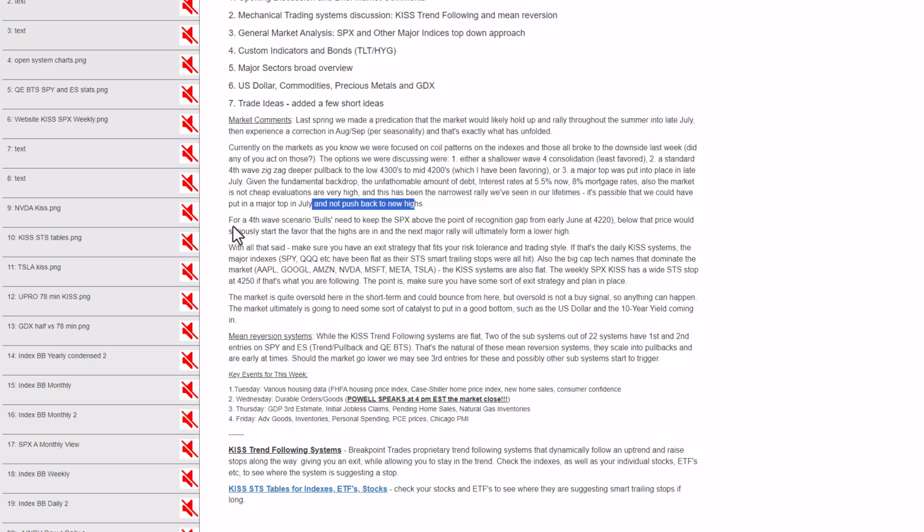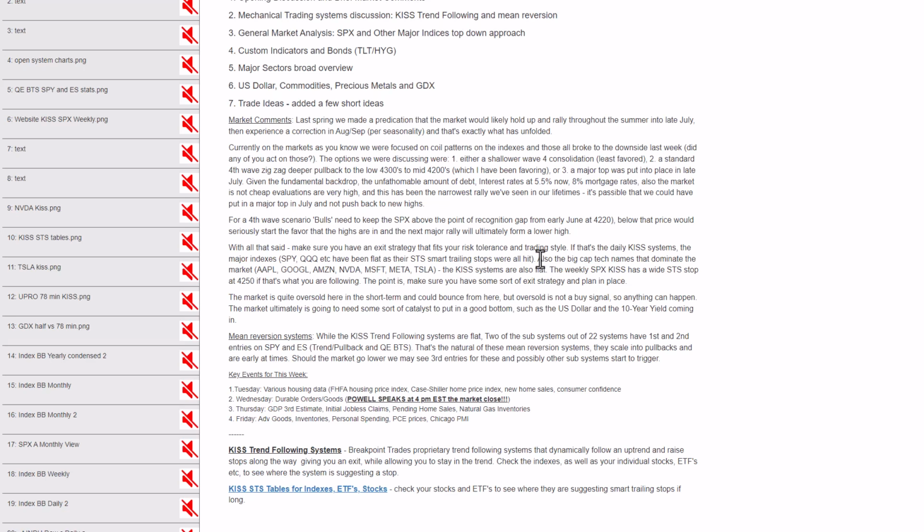That said, make sure you have an exit strategy that fits your risk tolerance. Okay. Always have an exit strategy, unless you're just a buy and hold and never look at it, which if that's the case, why? There's no reason for you to look at our analysis. We try to time the markets, do better than just buy and hold.